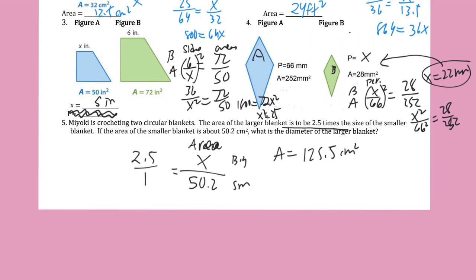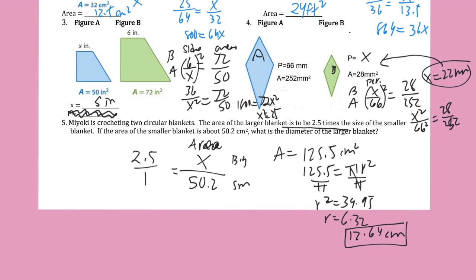Now they want the diameter of that big blanket. Well, we did this in the last chapter. Since area equals pi r squared, 125.5 equals pi radius squared. To get the radius, we're going to divide by pi, using the pi key, and then take the square root. You're going to get radius squared is equal to 39.95. Take the square root, and you get the radius is equal to 6.32. And then we want the diameter, so it would be 12.64 centimeters.